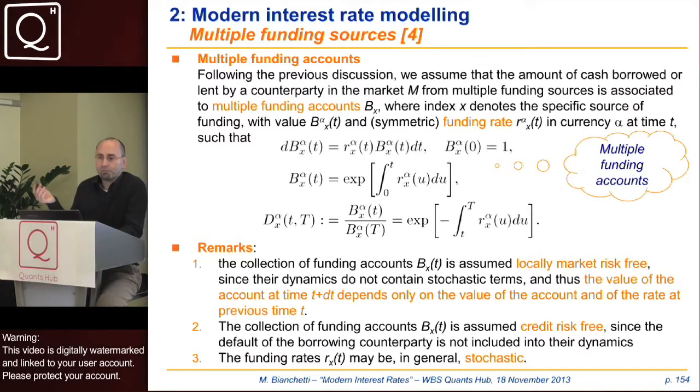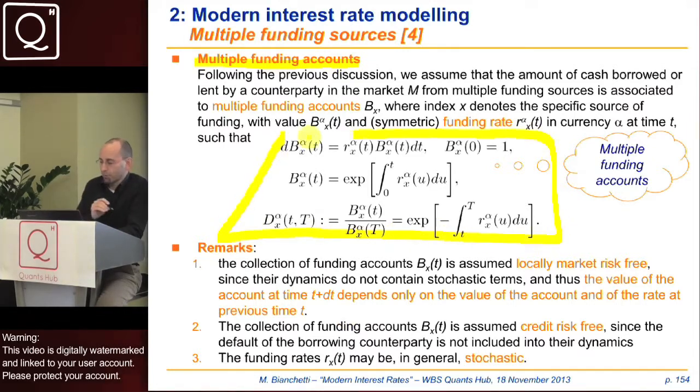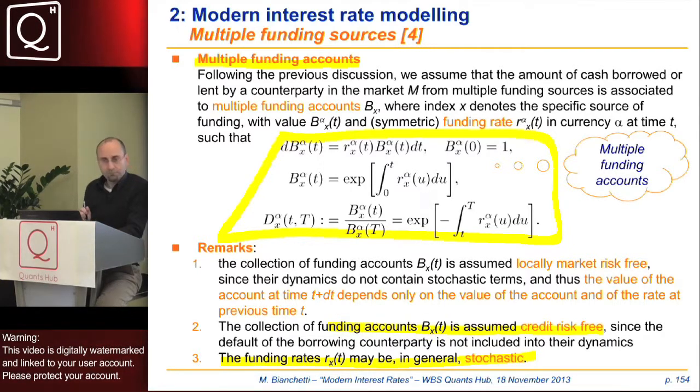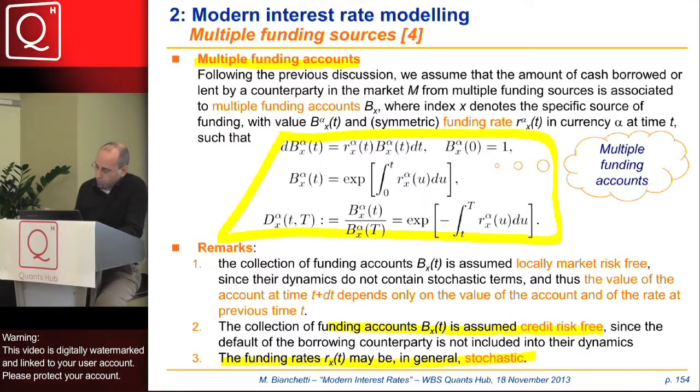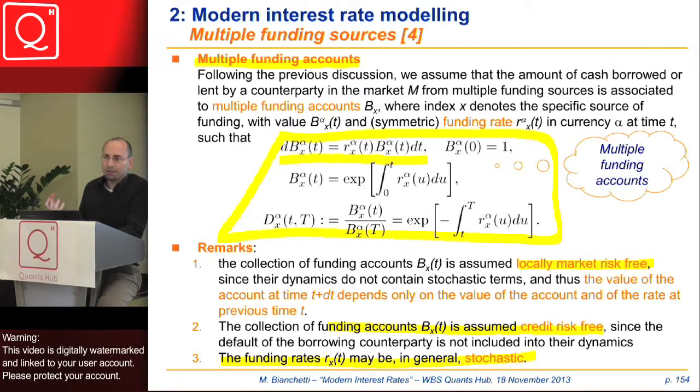So having multiple funding rates, we use multiple funding accounts, and for all of them we assume this kind of dynamics. The funding rates in general are stochastic. The funding accounts are credit risk-free. They are also locally market risk-free, since the dynamics here does not contain stochastic terms. The risky asset is the underlying, not the funding account.